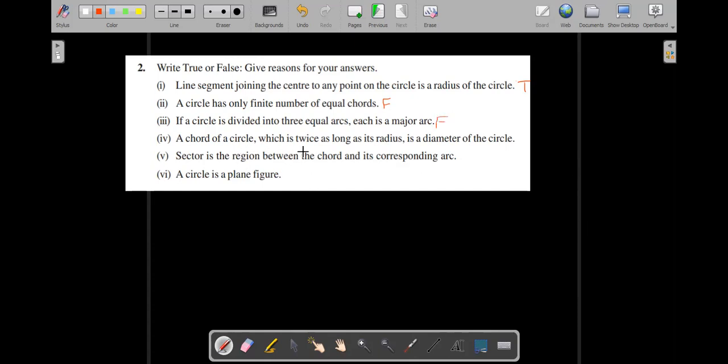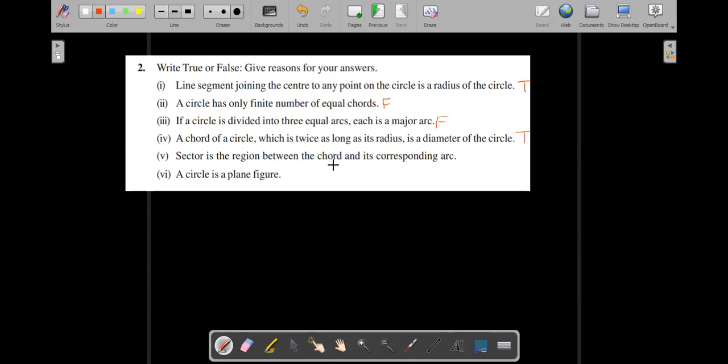A chord of a circle which is twice as long as its radius. A chord which is twice the radius is a diameter. True or false? True, because double the radius is the diameter.